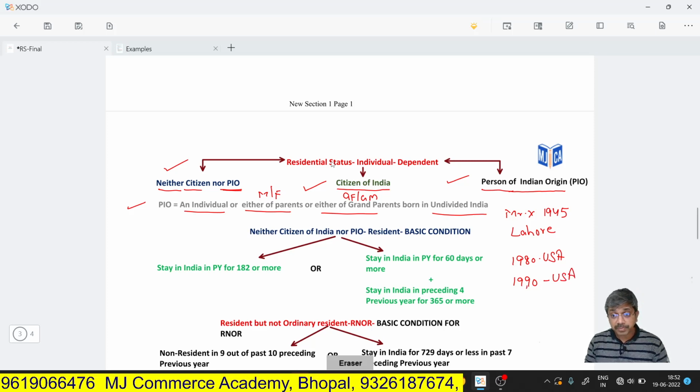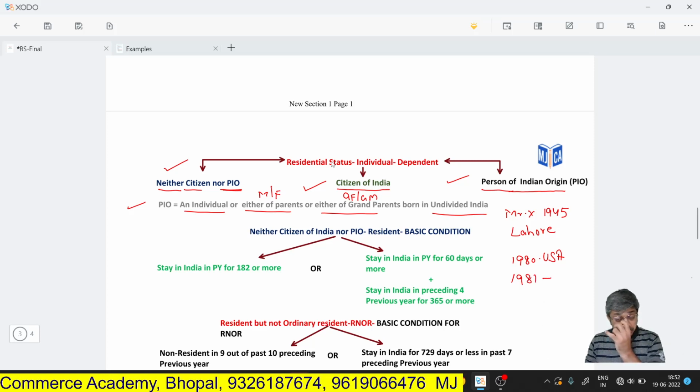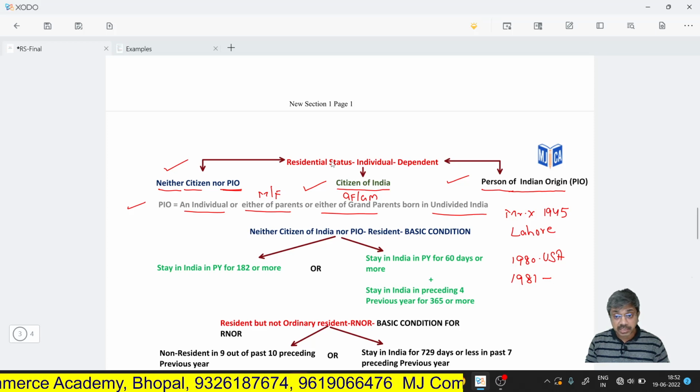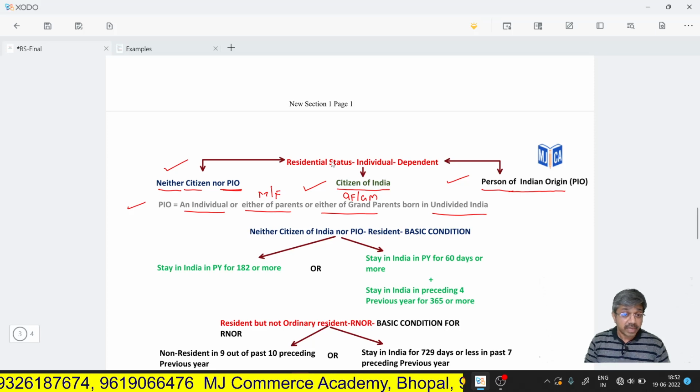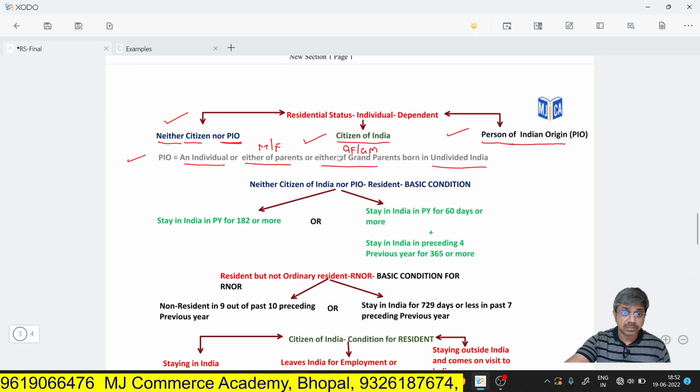Let me take the year differently. Let me take his kids born in, say, 1981. They were born in USA. Now since Mr. X was born in undivided India, the kids of Mr. X, say Y, will be treated as a person of Indian origin because his father was born in undivided India. So if the individual himself, or either of his parents or either of his grandparents, were born in undivided India, that individual will be treated as a person of Indian origin, reason being the roots of that person are from India. This is simple about the person of Indian origin.